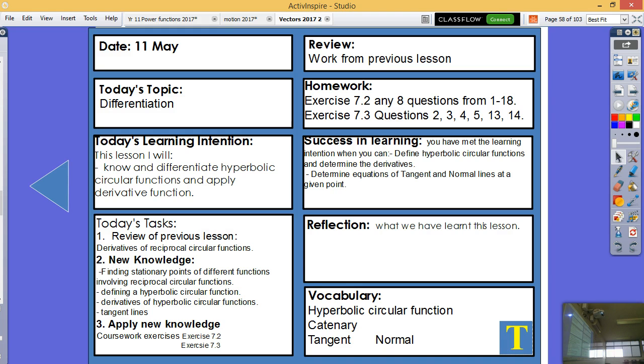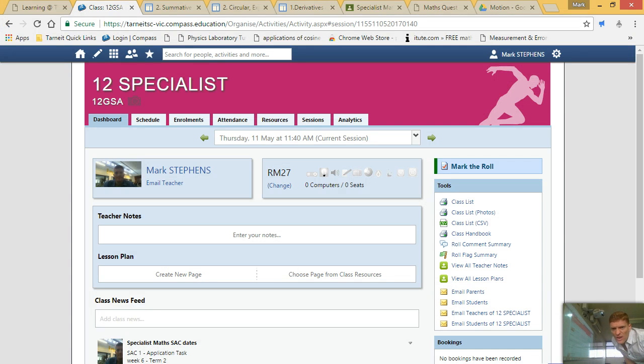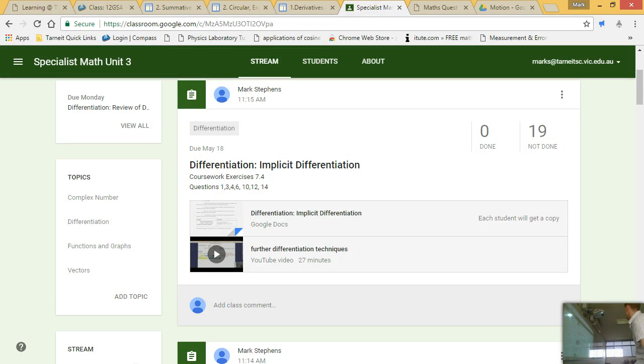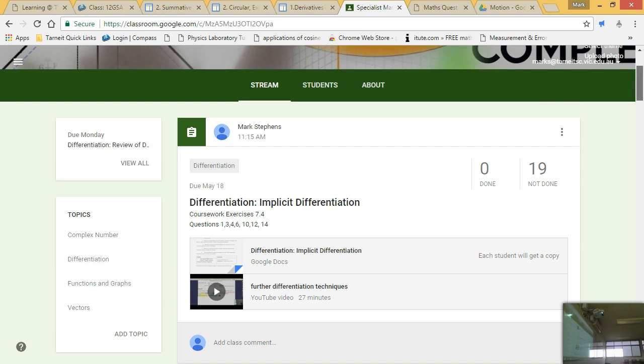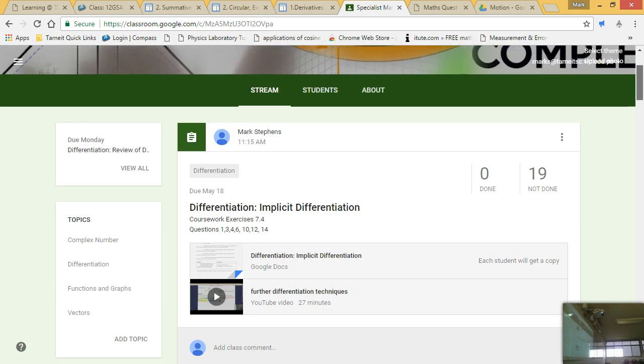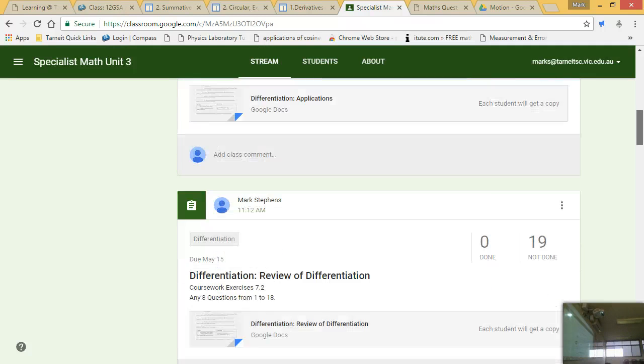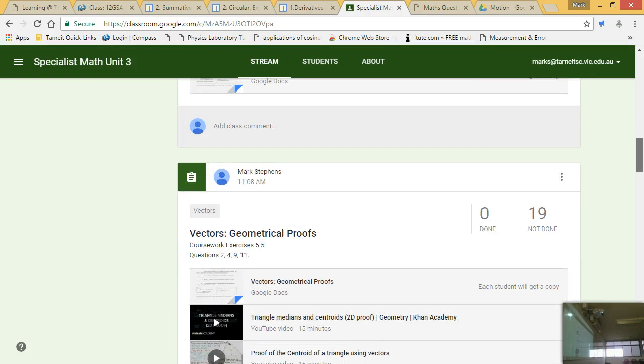Alright, so who has started doing a little bit of work on some of the geometric proofs from last time and exploring some of them? What we're going to do is reinvigorate the use of our Google Classroom for our work now on differentiation as well as the geometric proof.